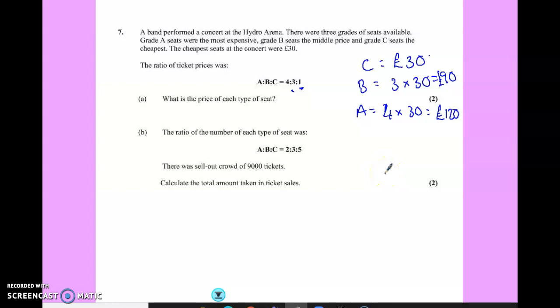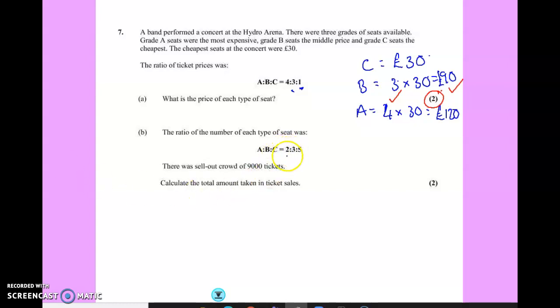You get your first mark here for using the ratio to find the ticket prices, so you need to show some kind of idea that you've multiplied by the correct numbers. So that you've multiplied this one by 3, multiplied that one by 4, you'll get your second mark for getting the 2 answers correct.